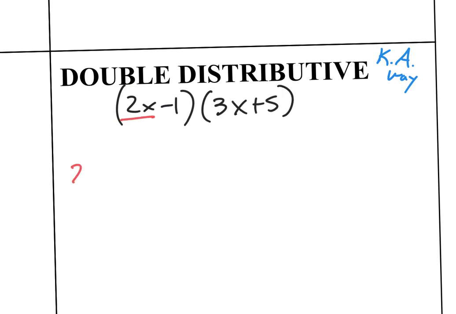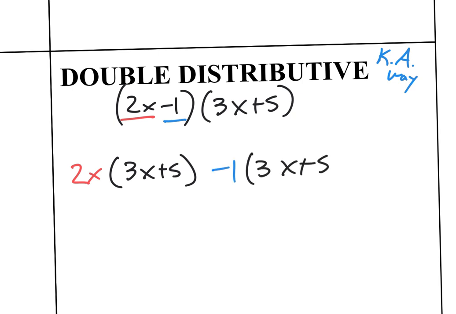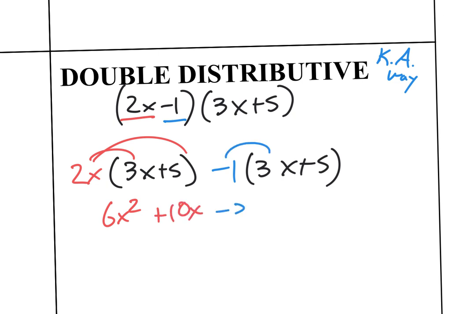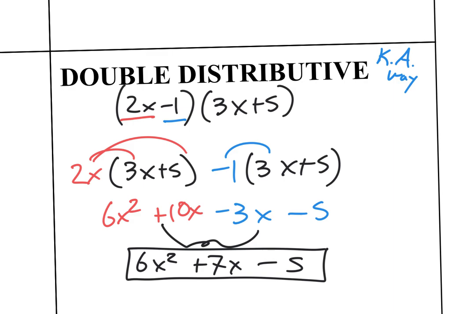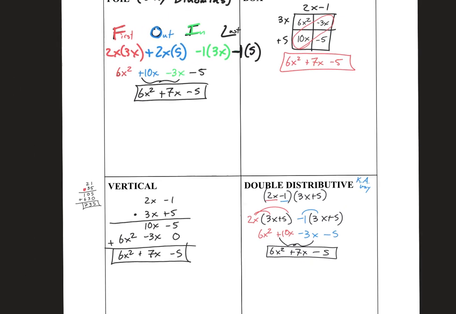They take the first term, they put it in front. And then they say, well, we're going to multiply 2x by 3x plus 5. Then they take the second term, and they put it in front as well of 3x plus 5. And then all we have to do is distribute this thing twice. So 2x times 3x is 6x squared. 2x times 5 is 10x. -1 times 3x is -3x. And then -1 times 5 is -5. And then once again, I have like terms here. So I'm going to write 6x squared plus 7x minus 5. Boom, boom, boom. Okay, 4 ways that you can do multiplication.